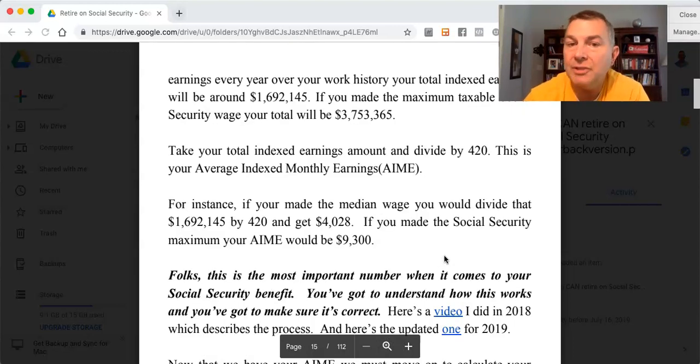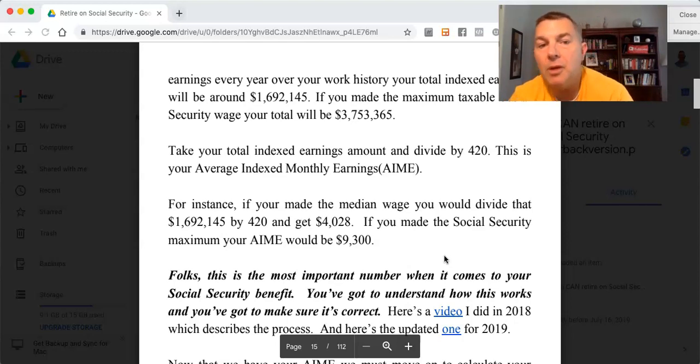Take your total indexed earnings and divide by 420. This is your average indexed monthly earnings.